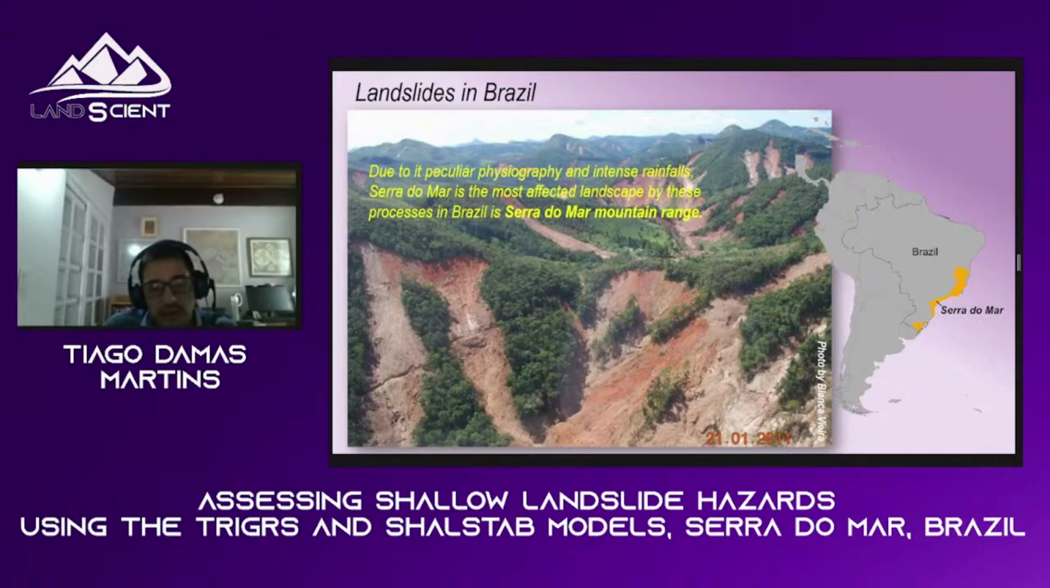It used to be forest all over. Of course, due to the colonization process, the forest has been diminished severely, and also rainfalls have reached high values in this compartment. So we call this landform Serra do Mar because it faces the Atlantic Ocean.